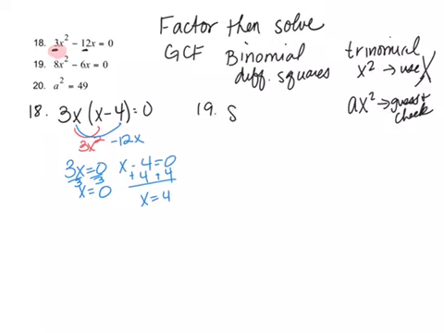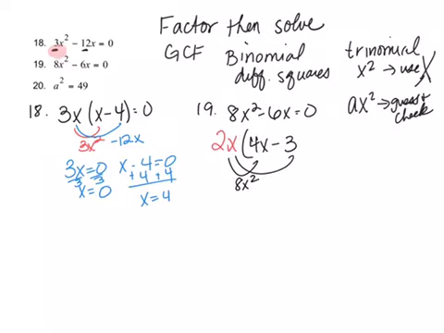Number 19, 8x squared minus 6x equals 0. So here we have a common factor of 2. I can only divide 8 and 6 by 2, so I'm going to take out a 2x. And then 2x times 4x gives me the 8x squared, and 2x times negative 3 would give me the negative 6x. So I have 2x times 4x minus 3 equals 0.